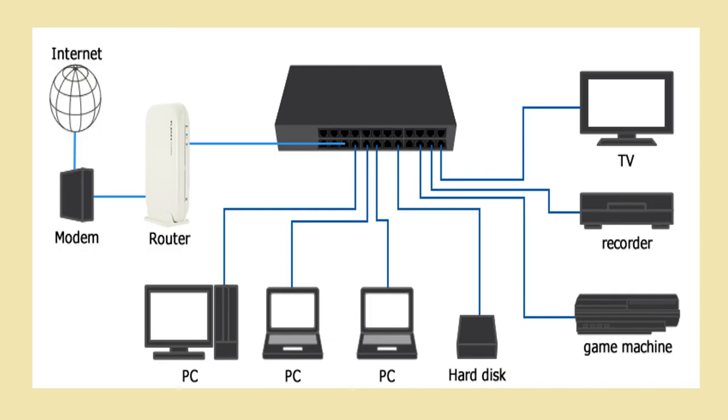Now see, before going to discuss the configuration of your modem, router, switch, now see this picture. In such a manner, the internet is accessed by the TV, recorder, game machine, hard disk, PC and server also. Okay, so here the internet is there. The ISP is providing the internet. It passes to your modem. Modem is passing the signal to the router.